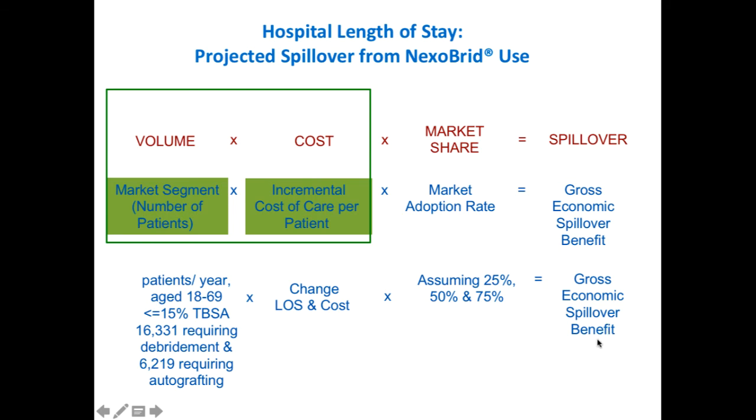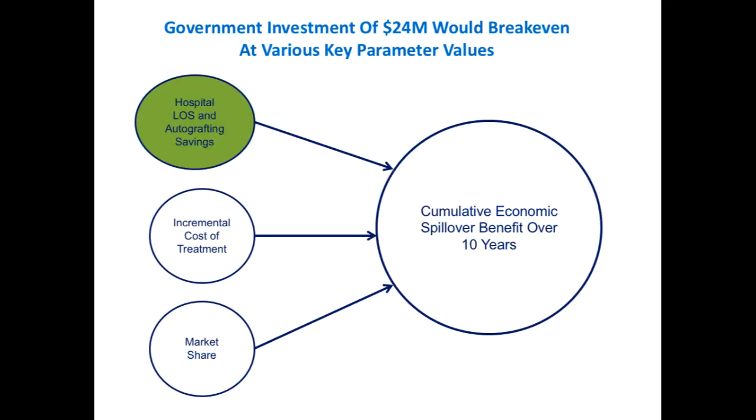Why is it indirect? Because the direct effect was basically that the primary target populations are the patients injured by a nuclear bomb. So the indirect benefit is for patients in routine care with burn wounds. So the key parameters we can determine are the incremental length of stay in hospital with and without NexoBrid, the incremental cost of treatment, and the market share, which determines the cumulative economic spillover benefit over 10 years.